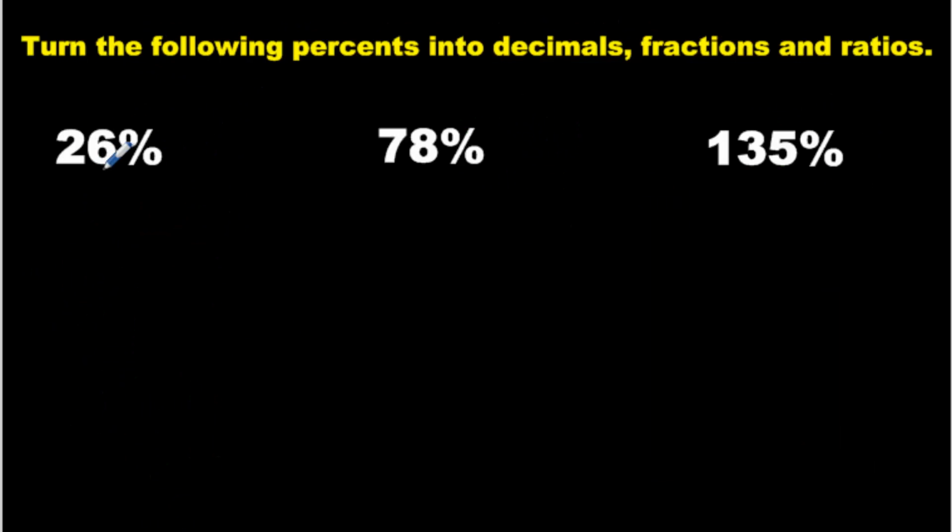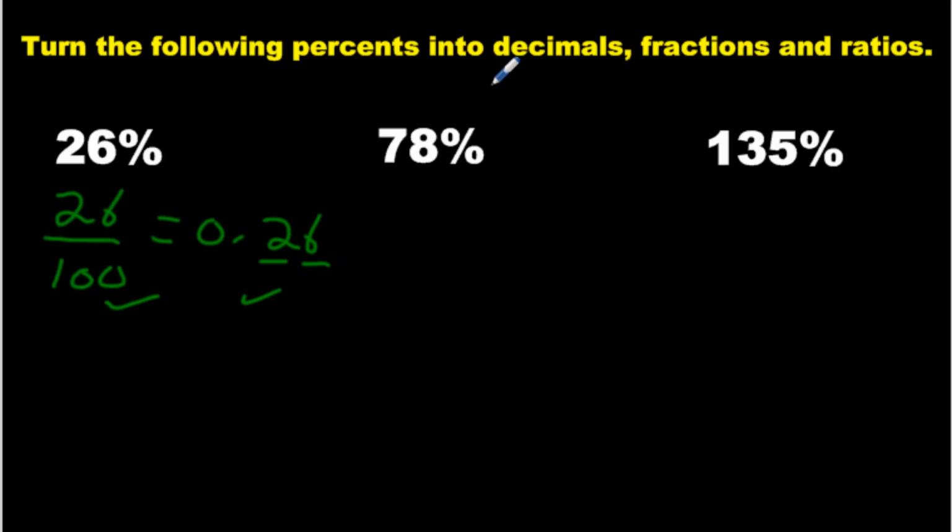Now turn these into decimals. Look, 26% is 26 out of 100. Okay, that's 0.26. I know that because look at place value. Tenths, hundredths. 26 out of 100, they match. If they match, it's right. So we did it. We turned it in. That's all I want. Turn it to a decimal.